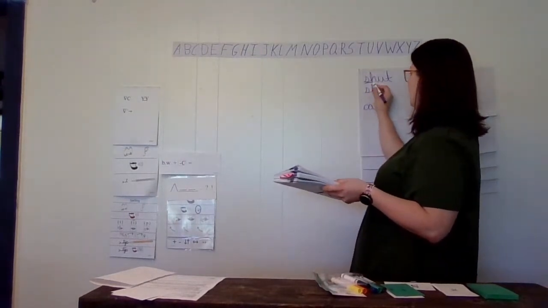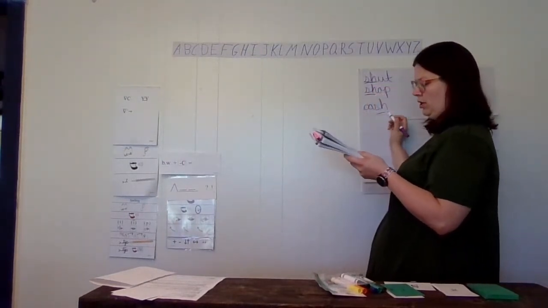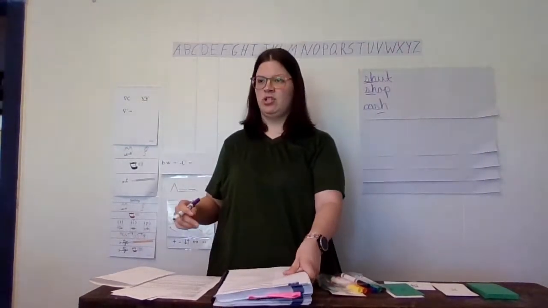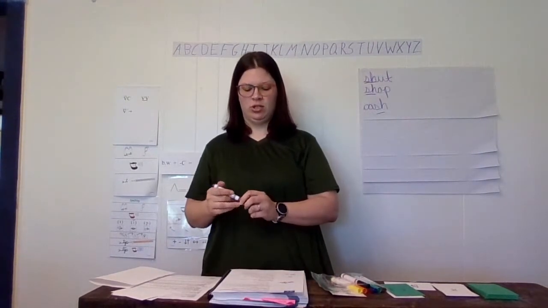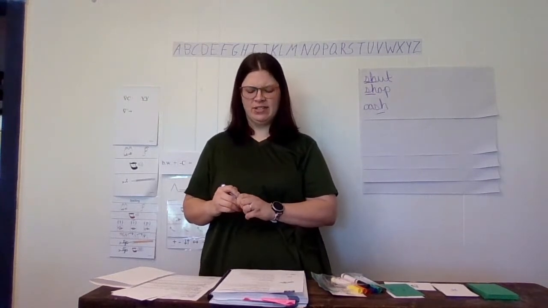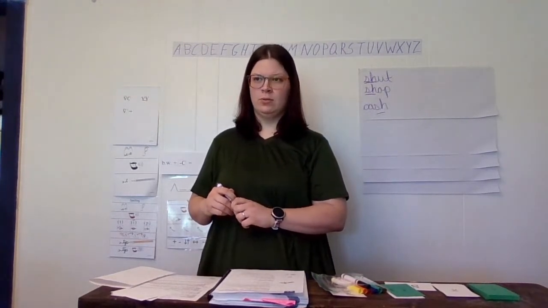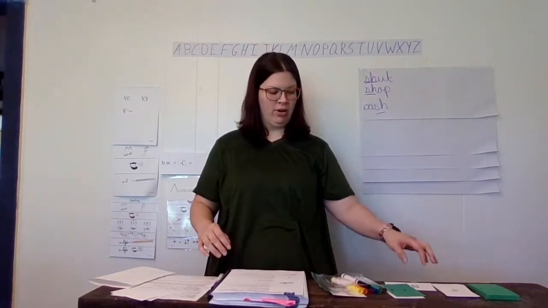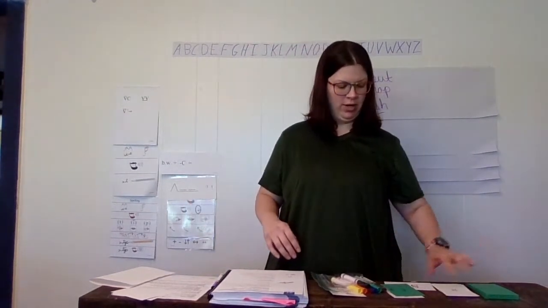What do you see alike in these words? SH. There's S-H in every one of these words. So when you see the S-H, how many letters do you see? 2. But how many sounds does that make? 1. So S-H is a digraph. Sh is a digraph.